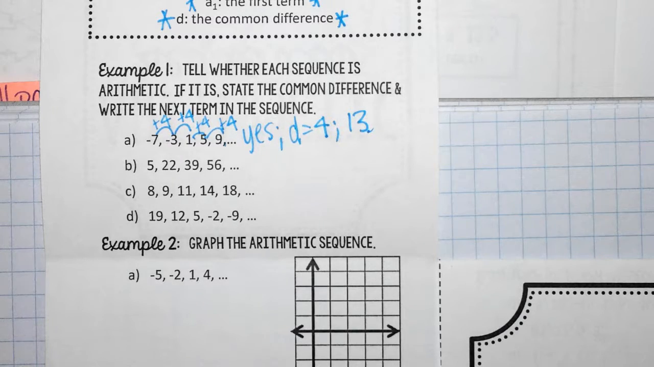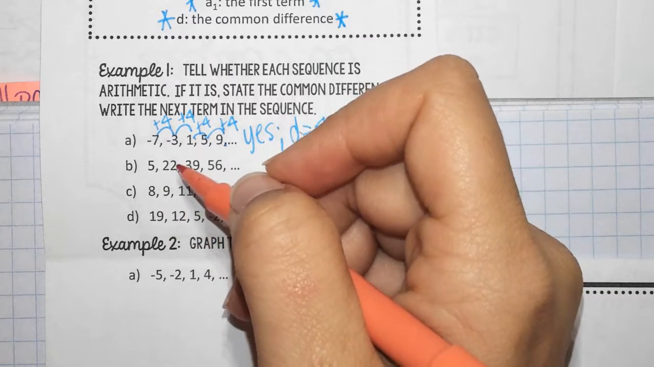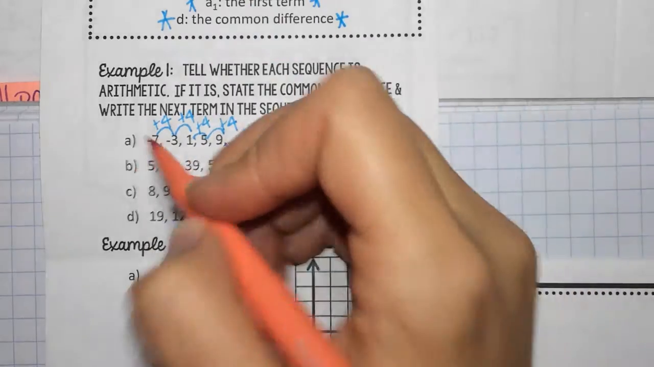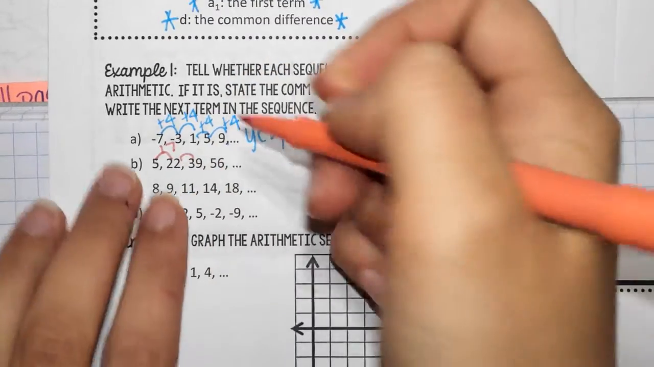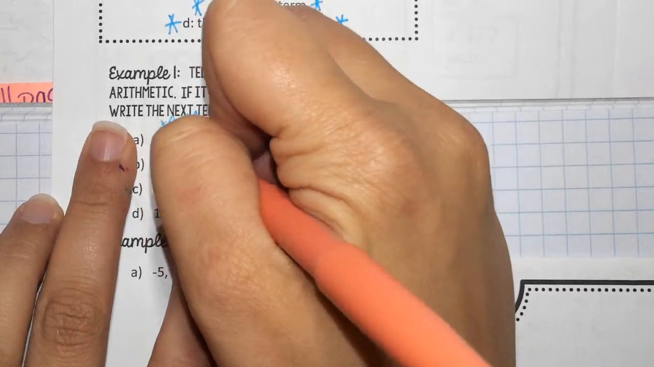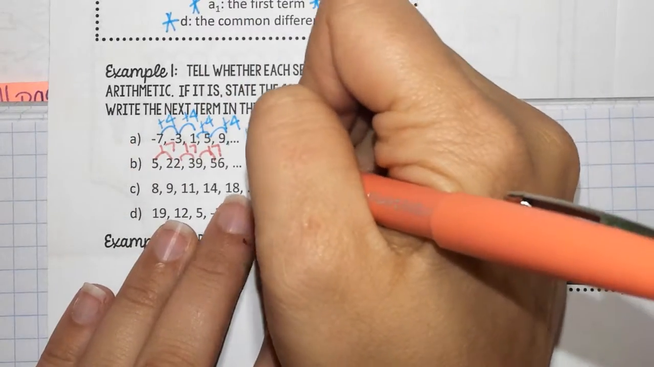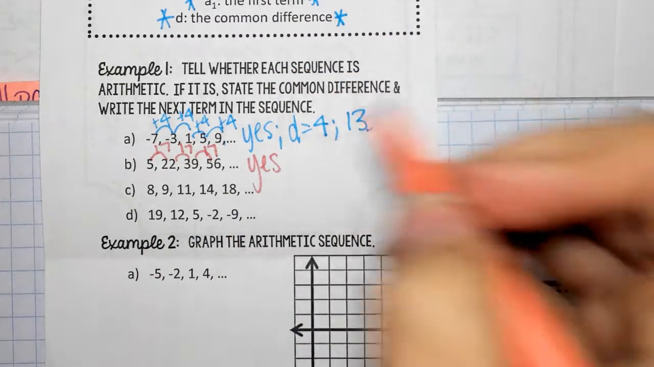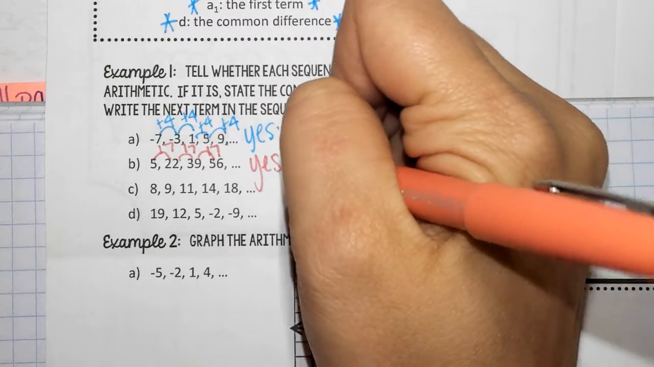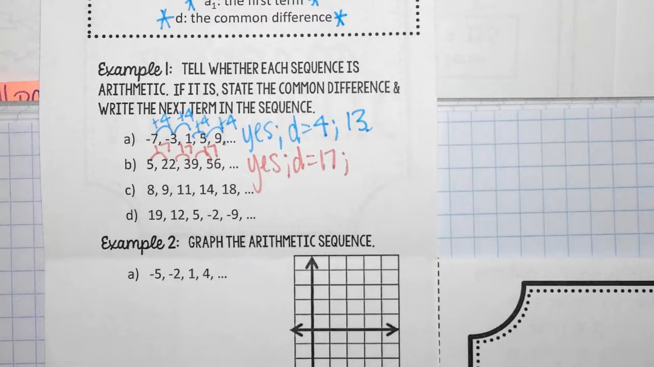All right, let's look at B. To figure out how much they increase, you just subtract them. Just do 22 minus 15. Yep, so that's 7. What about 22 to 39? 17. What about 39 to 56? 17. Is that an arithmetic sequence? Yes, it is, because they increase by the same thing each time. So what's the common difference? 17. And what's the next term? What's 56 plus 17?